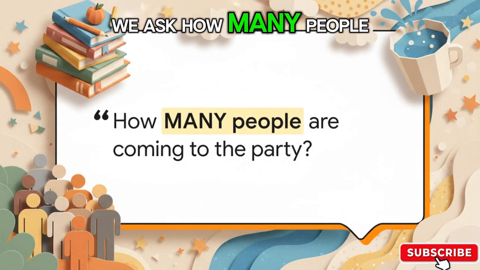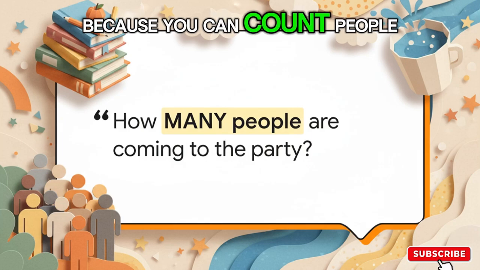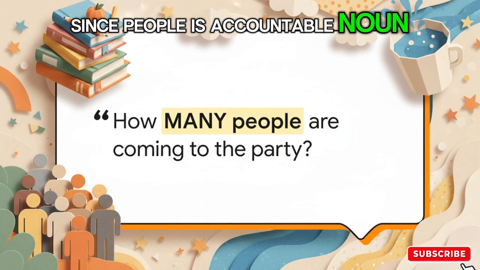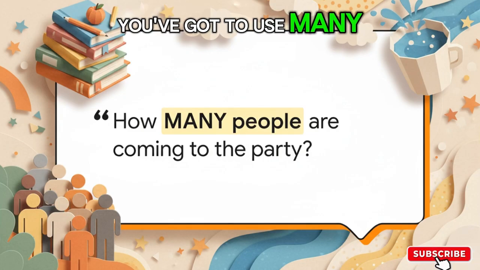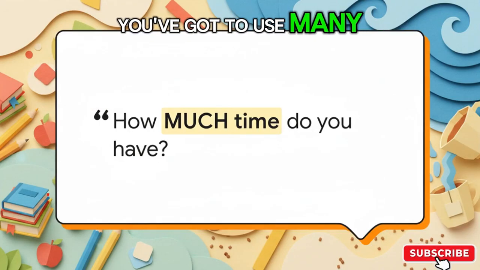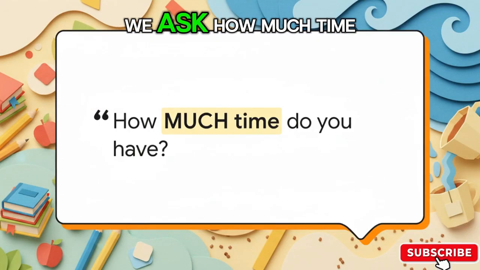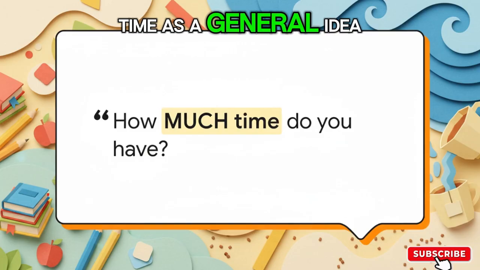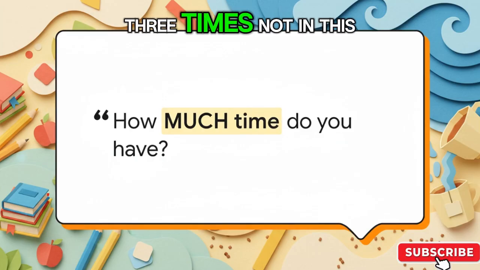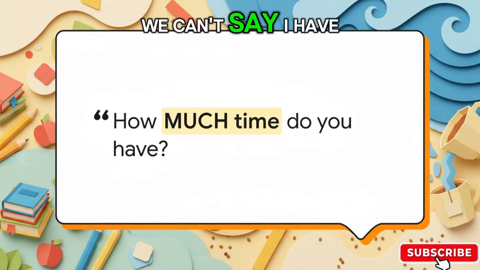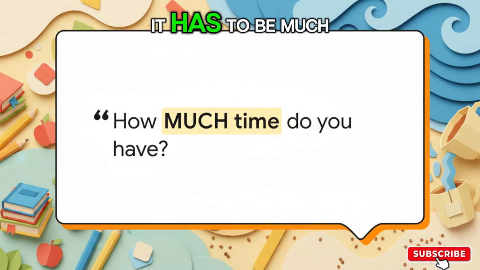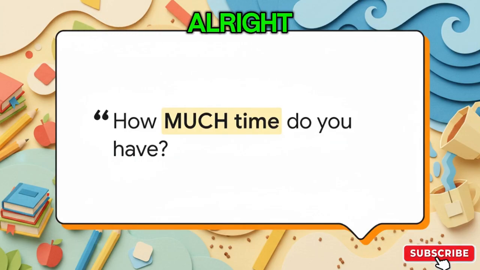We ask, how many people? Because you can count people, right? 1 person, 2 people, 100 people. Since people is a countable noun, you've got to use many. On the flip side, we ask, how much time? Time, as a general idea, is uncountable. We can't say, I have 3 times. Not in this context. So for the uncountable concept of time, it has to be much.